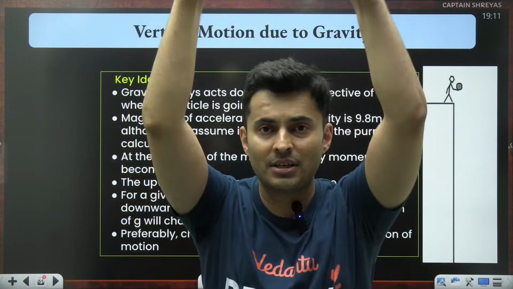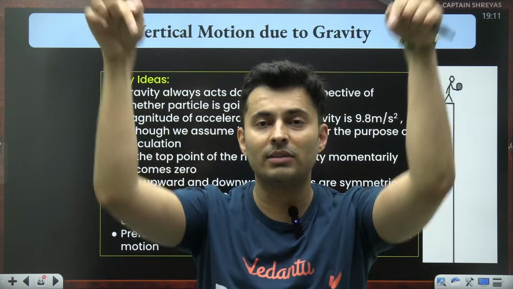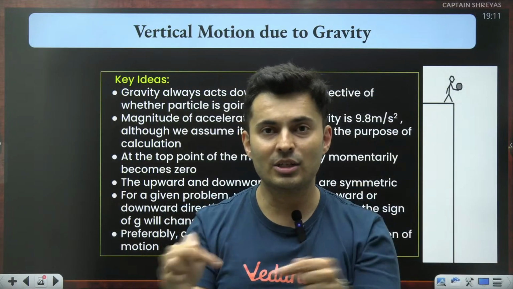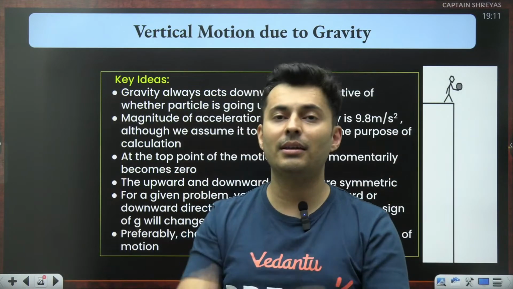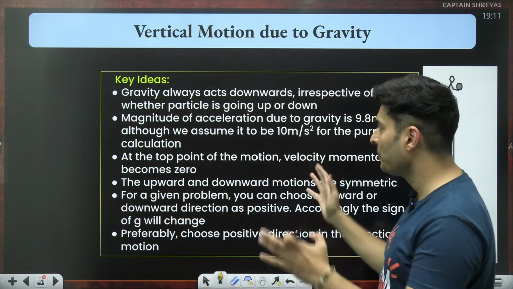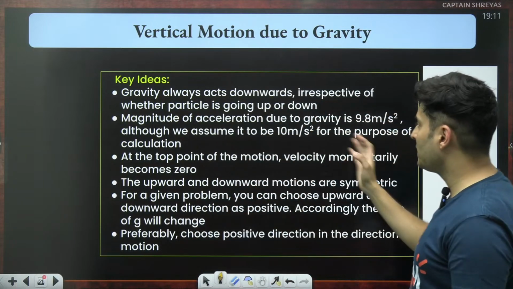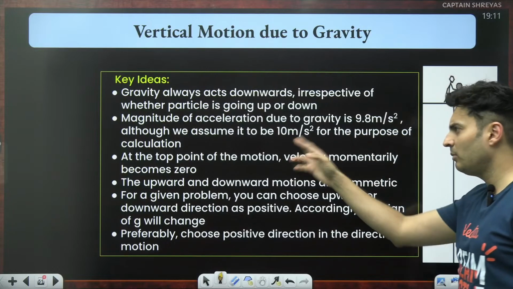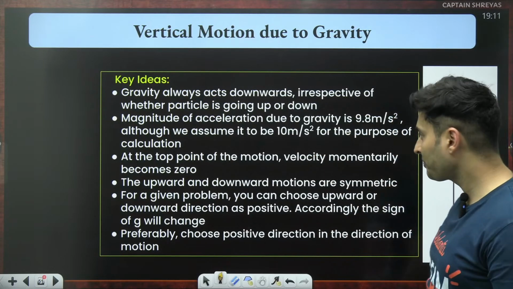Acceleration is always towards the center of the earth. It's downwards. It's always downwards at that particular place. It's never going to be at an angle or upwards. This acceleration, I just told you the magnitude is 9.8, but for calculations, we use it as 10.